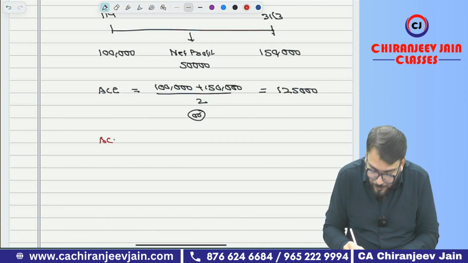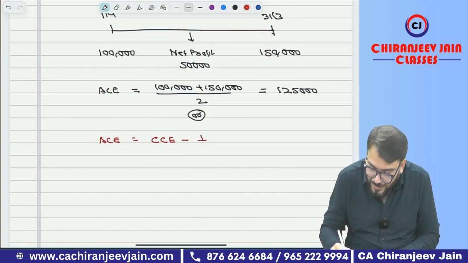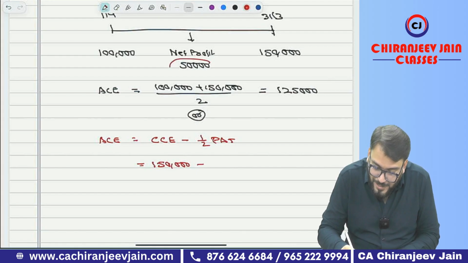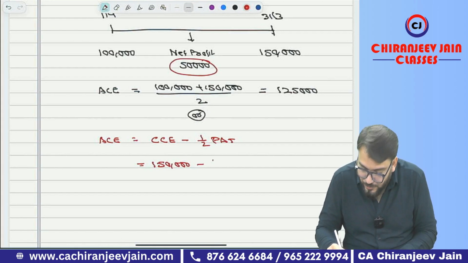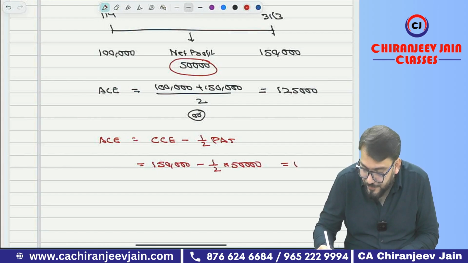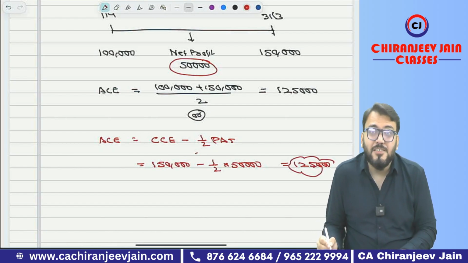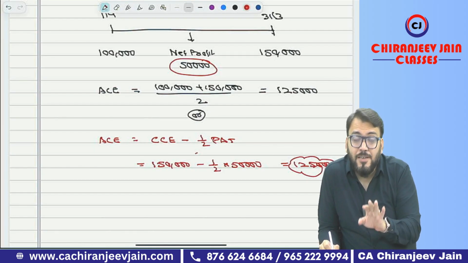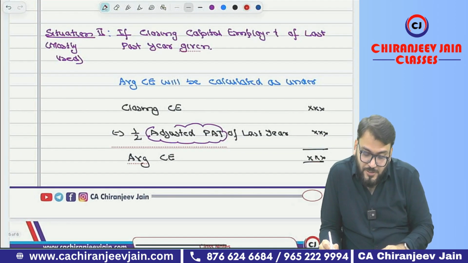Or can I say it this way: average capital employed equals closing capital employed minus half profit after tax. Closing capital employed is 1,50,000 minus half of net profit, and net profit is after tax only. Half into 50,000, and we get the same answer. This technique we have applied in our situation number 2. Got this point? But in this we have taken one assumption.